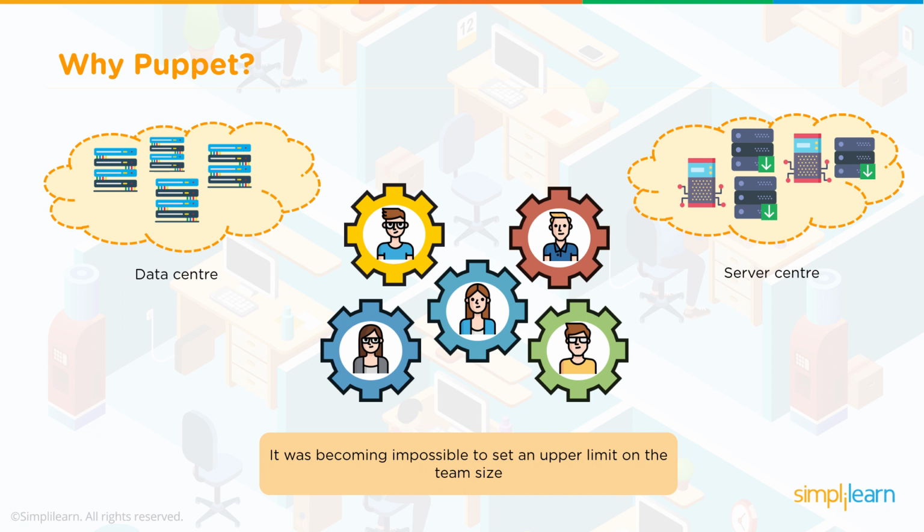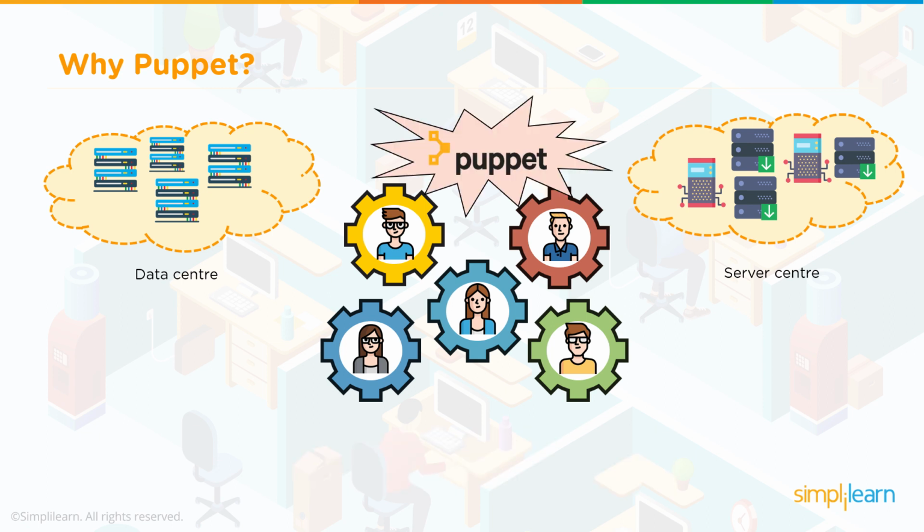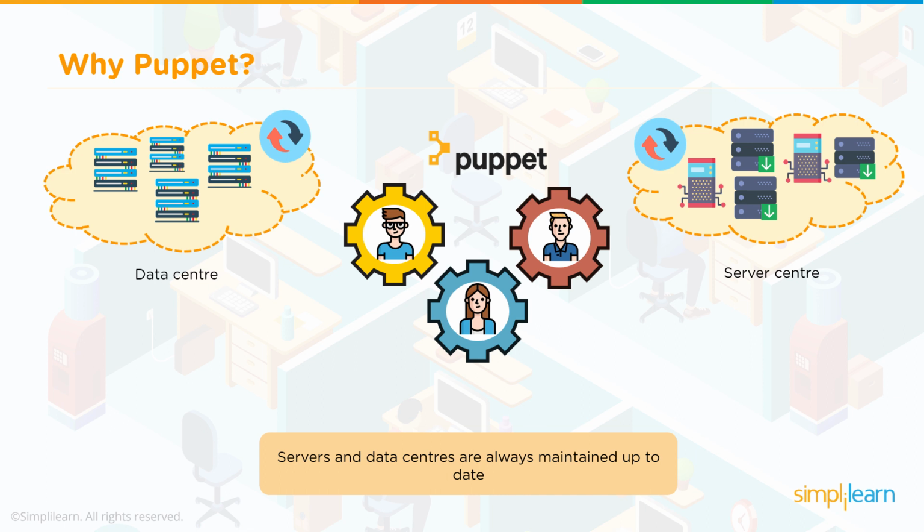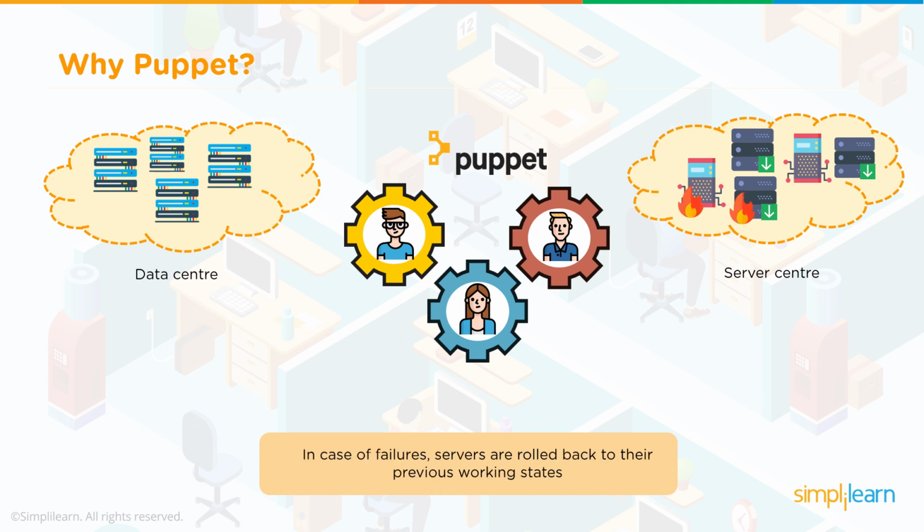So here is where Puppet comes in. With Puppet, a small team is enough to take care of this large infrastructure. This is because the data centers, server centers, all of them can be updated in a matter of seconds with Puppet. The entire load of doing so has now shifted from the team onto the tool. Not only this, with Puppet, if servers do fail, and there's a very high chance of servers failing when you're considering an organization the scale of an MNC, Puppet can instantly roll them back to their previous working states.